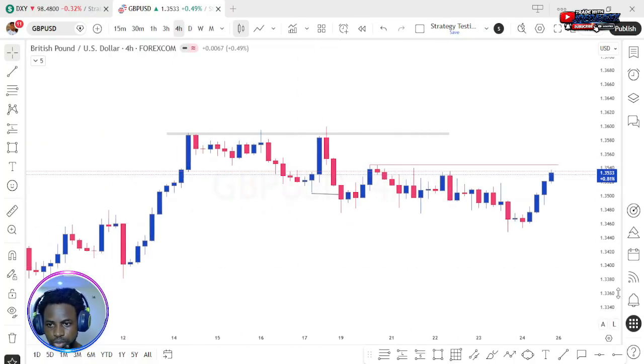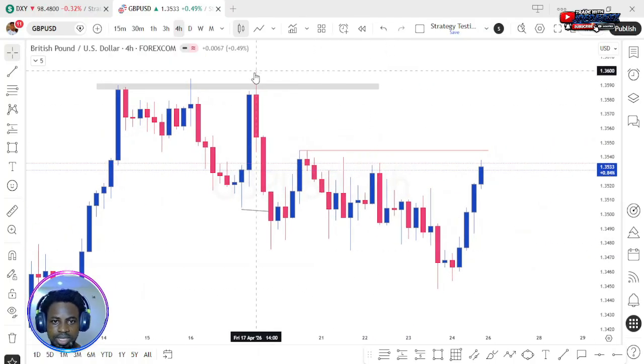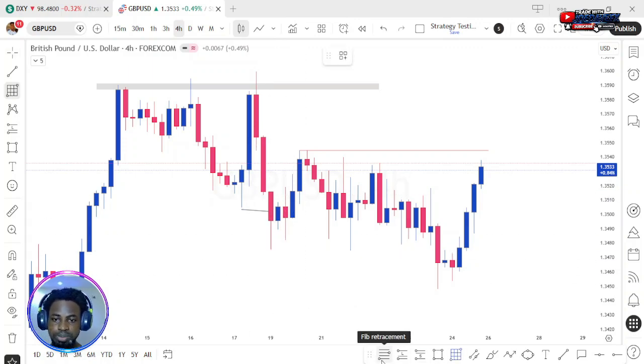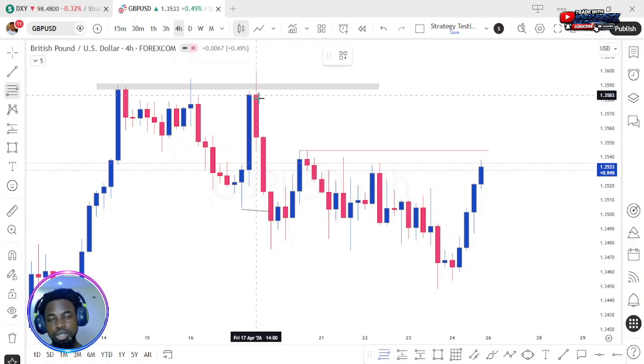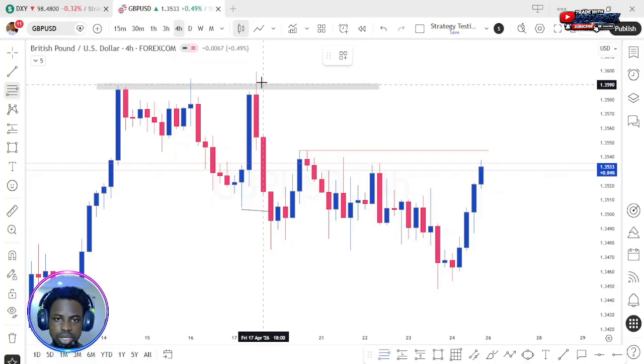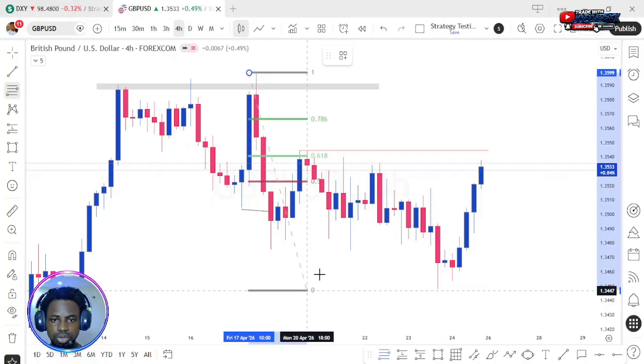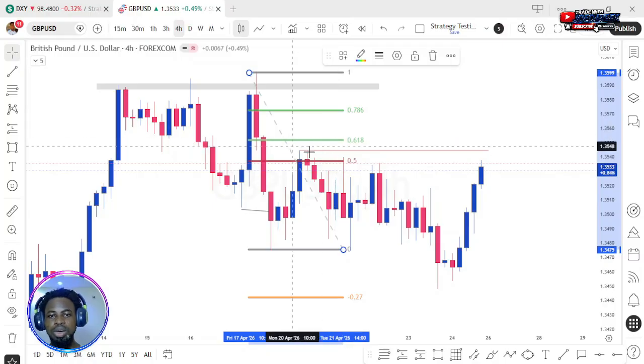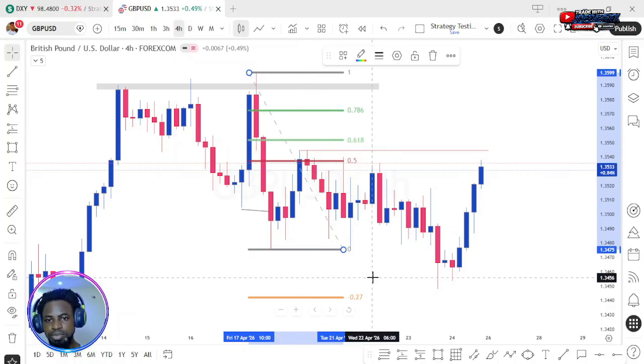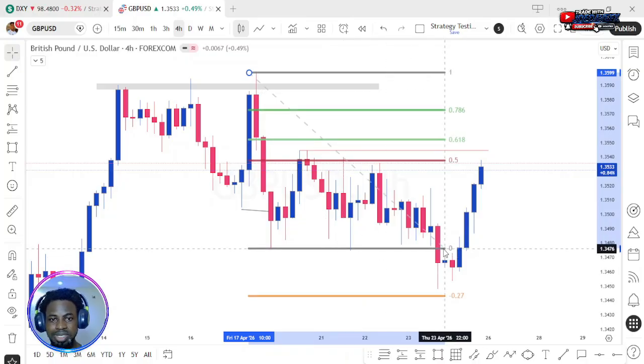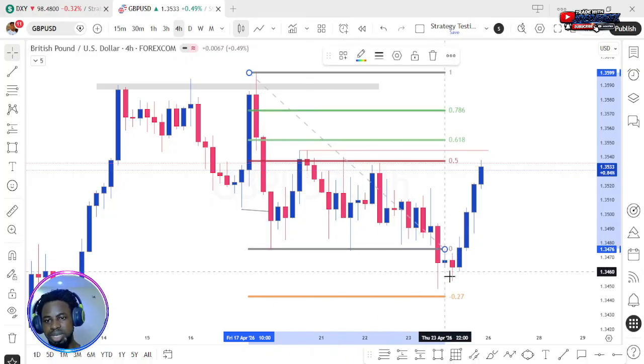Now, looking at this pullback we had here, this is the high, right? And this is the low. If I use the Fibonacci tool, just like what I was explaining on the DXY and on EURUSD, taking Fibonacci from this high all the way to this low, you could see that price pulled into the premium area. When you're selling, you want price to pull into premium before you continue with the sell. You can see price pulled into that premium area before it dropped further. So this is exactly how you want to be approaching the market.